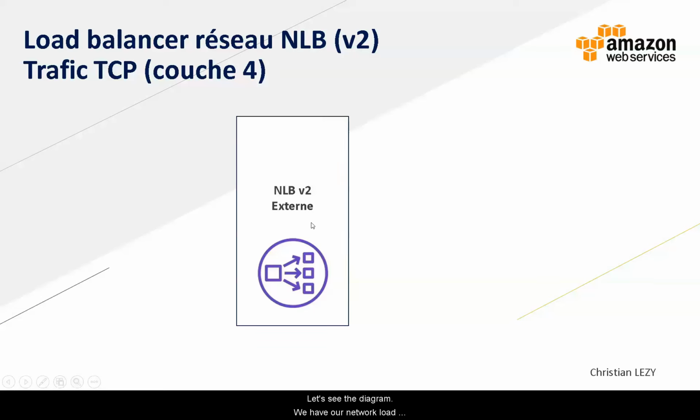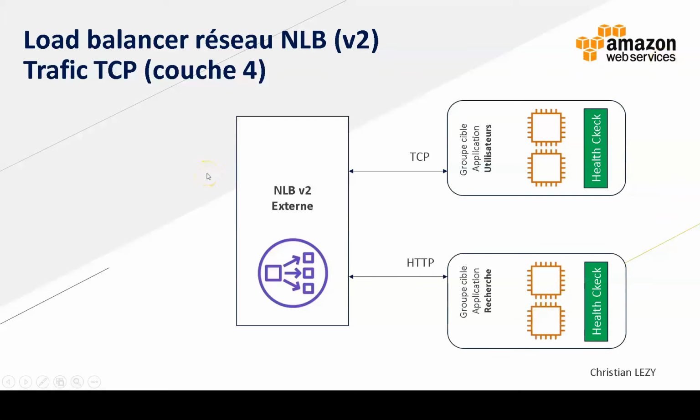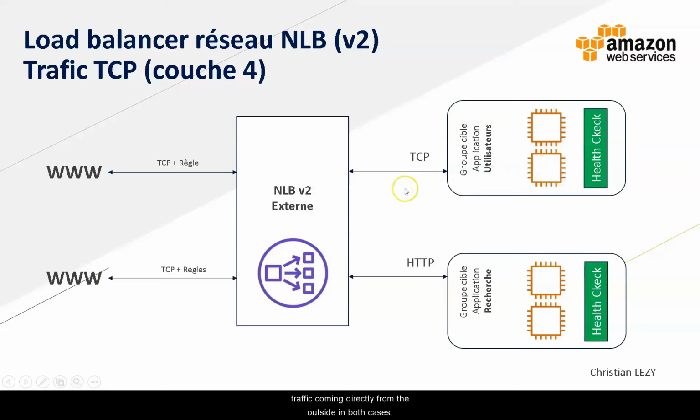Let's see the diagram. We have our network load balancer as an entry point. We still have our application with our two instances communicating with the outside. Except that this time our application will see TCP traffic coming directly from the outside in both cases. We'll see how this plays out on the console directly.